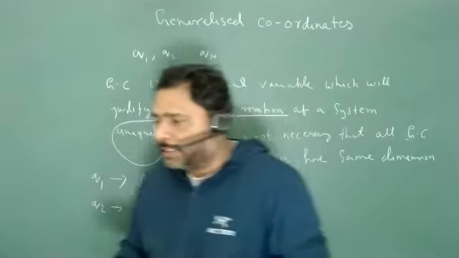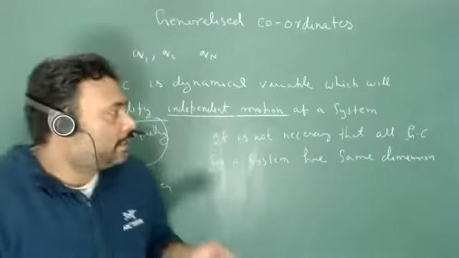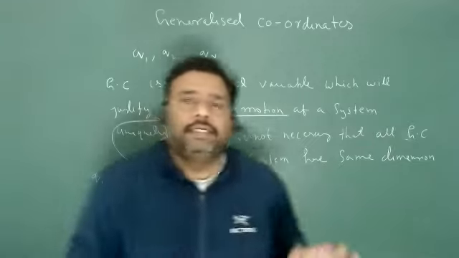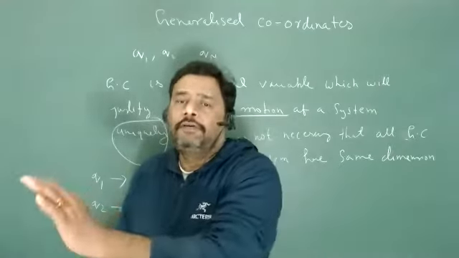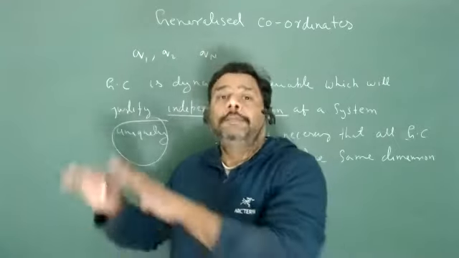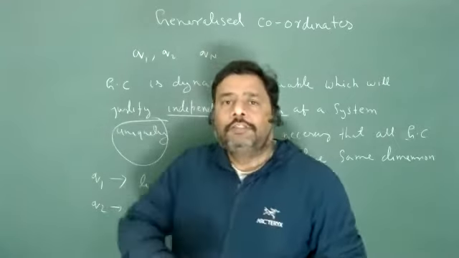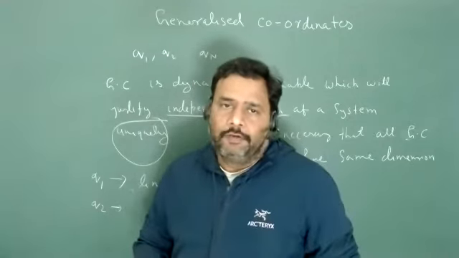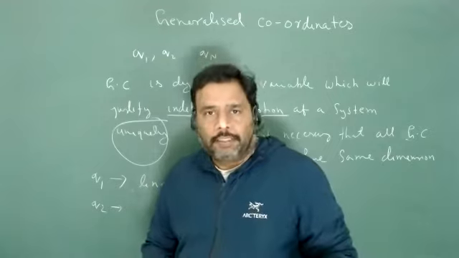So that is why we say generalized coordinates can have any dimension. It is not necessary that it has the dimension of length, because it's a typical mathematical thing which will help us to understand different types of systems, and different types of motion in a system.